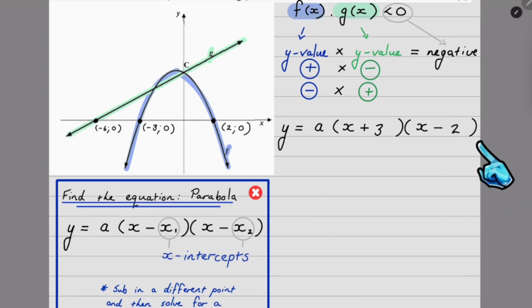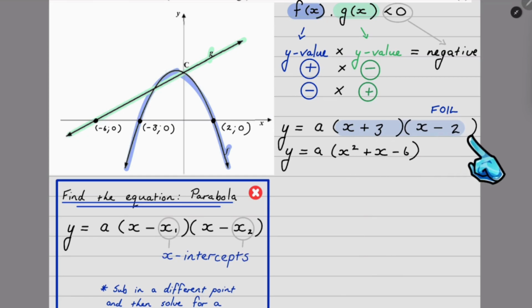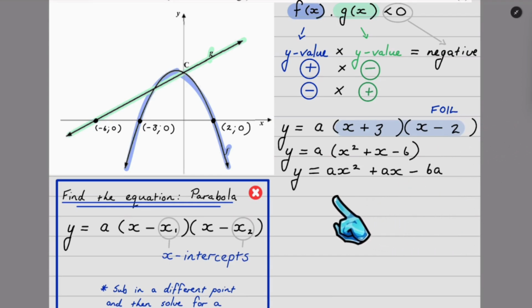And now I'm going to FOIL the brackets. After I've FOILed the brackets, I'm going to distribute this a inside the brackets. And then that's like as far as I can go. I can't really go anywhere from there because I don't have a different point to sub in and solve for a. So that's pretty much as far as I can go.